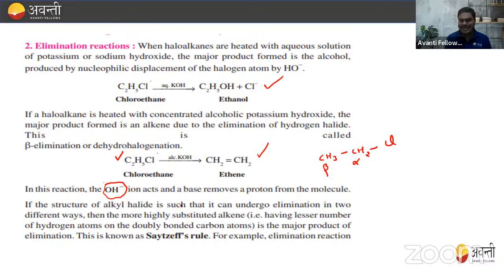So if the structure of the alkyl halide is such that it can undergo elimination in two different ways, then the more highly substituted alkene, having the lesser number of hydrogen atoms on the doubly bonded carbon atoms, is the major product in the elimination. And this is also known as the Saytzeff rule. So let me explain with an example, right?